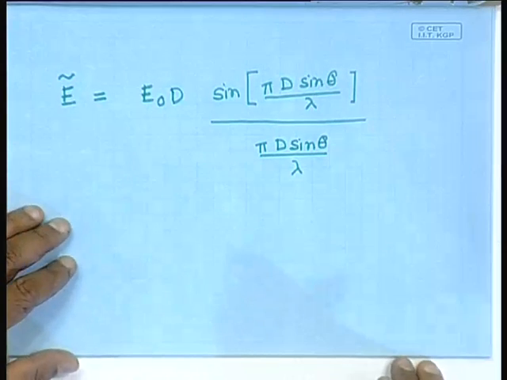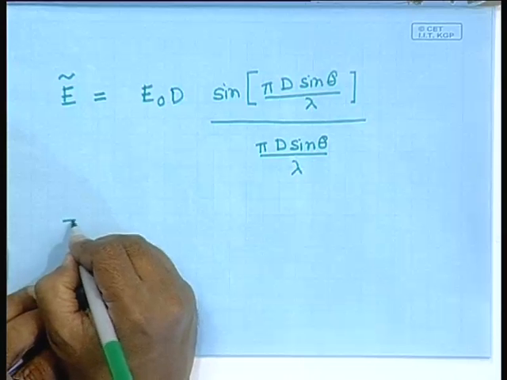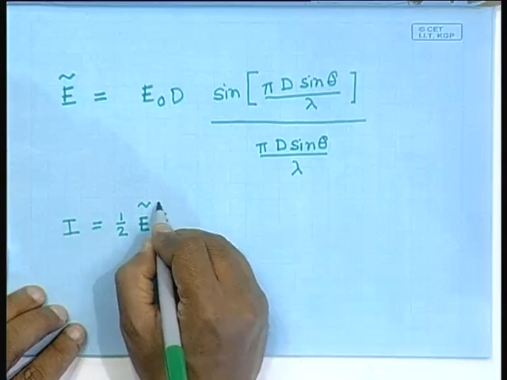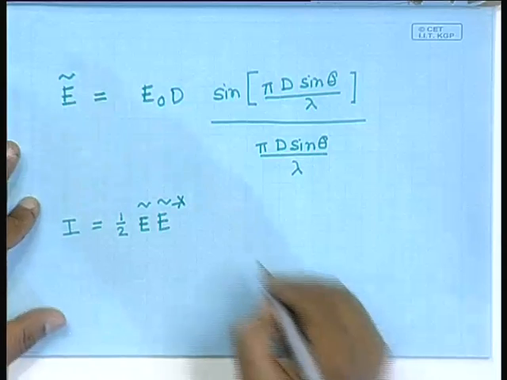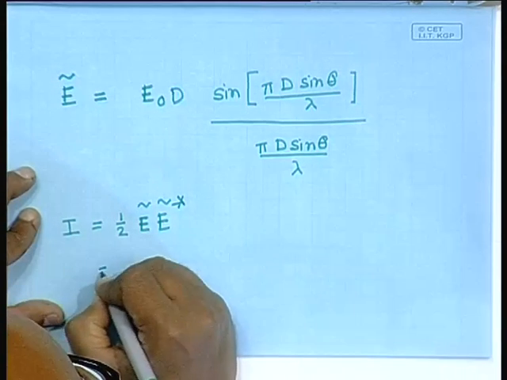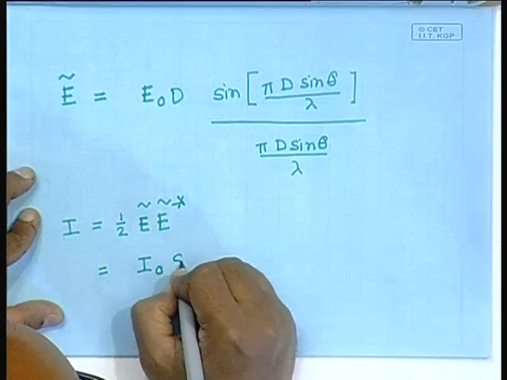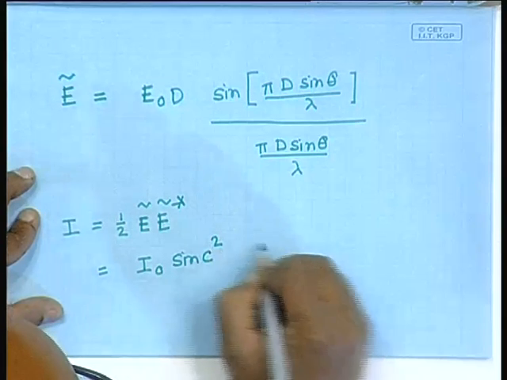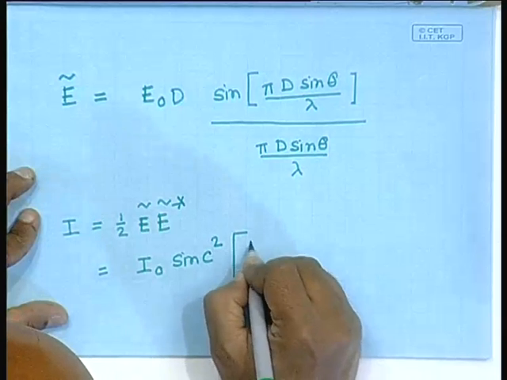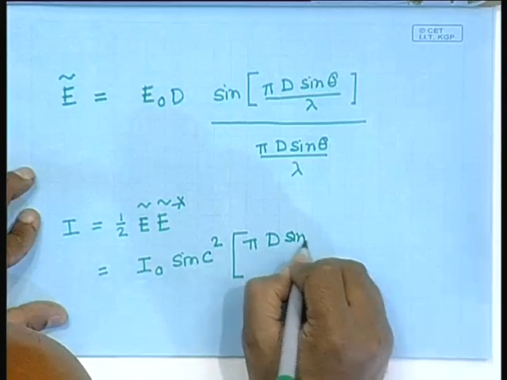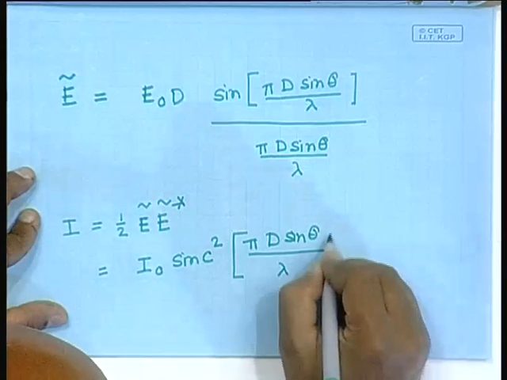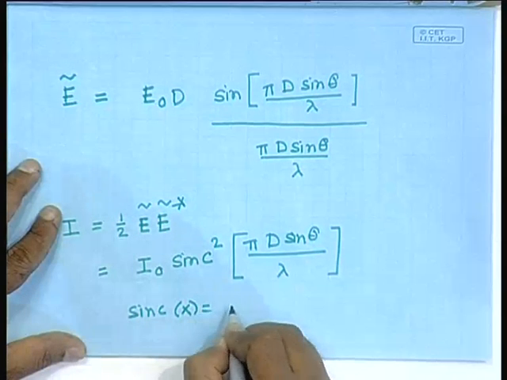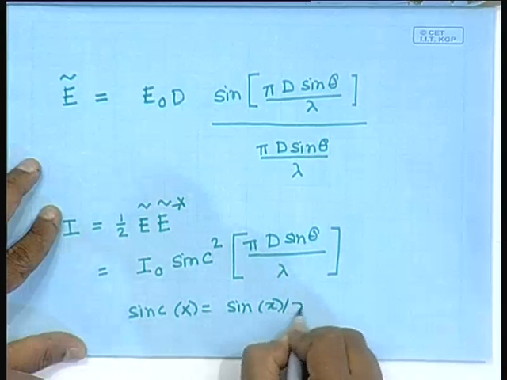So, this is the superposition of all the waves, and if I wish to calculate the intensity, it is half E into its complex conjugate, and this gives me sinc square of pi d sin theta by lambda, where remember that sinc x is equal to sin x divided by x.